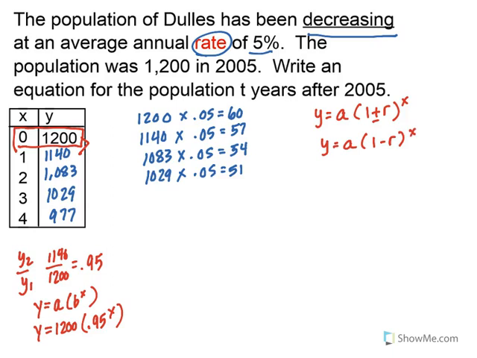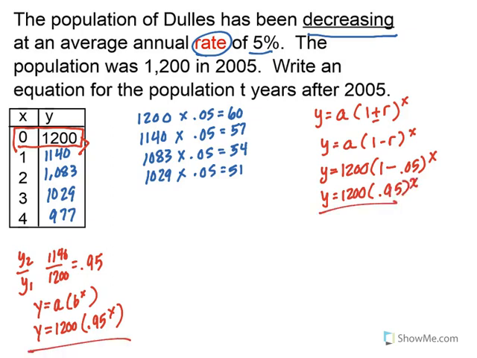A is still our initial value, so this is our y-intercept. So in this case, it's 1,200 students. We initially had 1,200 students. 1 minus my rate. So my rate is 5%, which as a decimal is 0.05, to the x, and then simplify the parentheses. So that's 1,200, and then 1 minus 0.05 is 0.95 to the x. And so you can see that those equations are the same. One just got us there a little bit faster. This is how we're writing the equation for exponential functions.